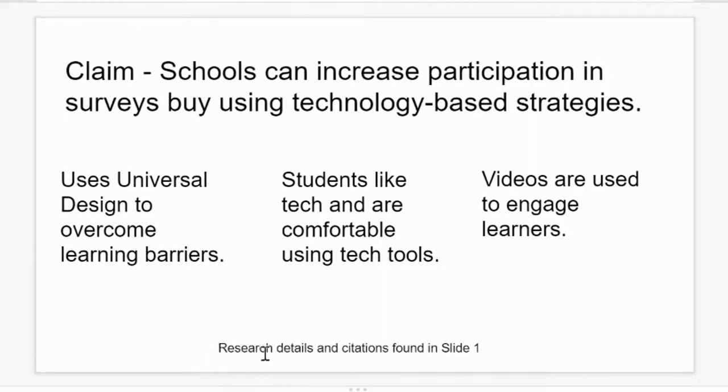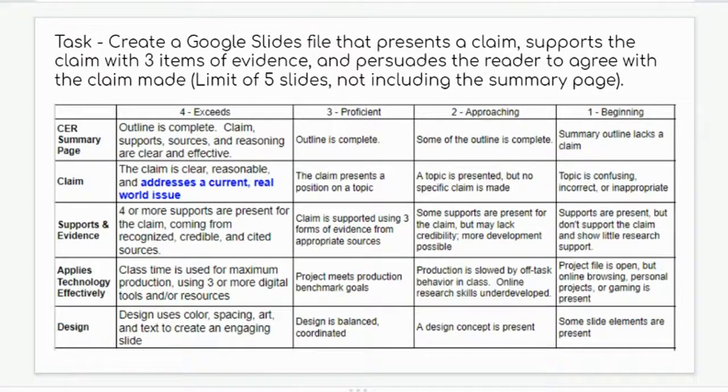I put a note here about the research details and citations are found up here in slide 1 where I did my original research and writing. It's totally fine. I might want to put a background or some frames around it or a picture because there's opportunity for that. And if I wanted to design points, I definitely would. So speaking of points, let's review the rubric. Do I have an outline that's complete?